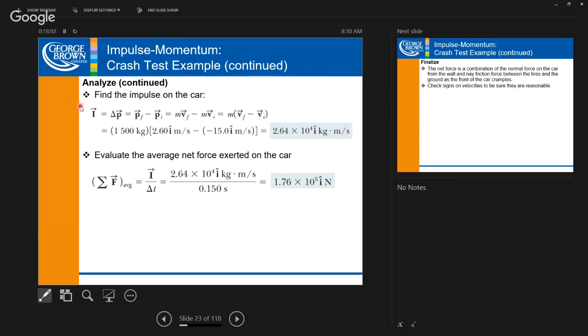So that's the amount. And then the average net force exerted on the car: once we have momentum, we know how to figure out average force, which is momentum over time. You take that number we just got and divide it by the time, which is 0.15 seconds. It's something like 9 point something, which is 1.7 times 10 to the 5 newtons in the x direction. Okay, does that make sense? So I have energy transfer.